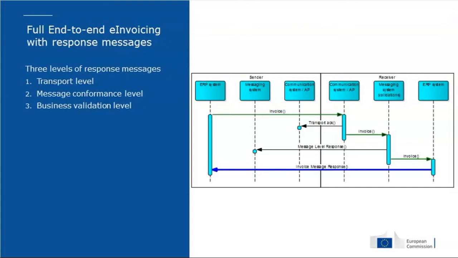And then the last level is when the invoice comes all the way into the workflow system, and I figure out that I didn't do this purchase, and I want to send a message back to the supplier, or the order reference is incorrect, or the buyer reference is incorrect. Then we have another level, like an invoice message response.